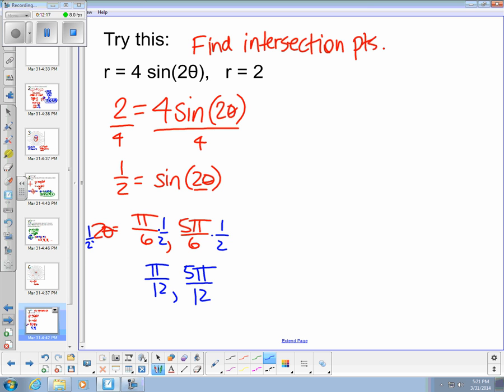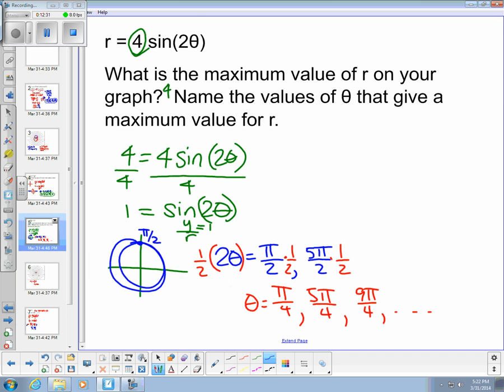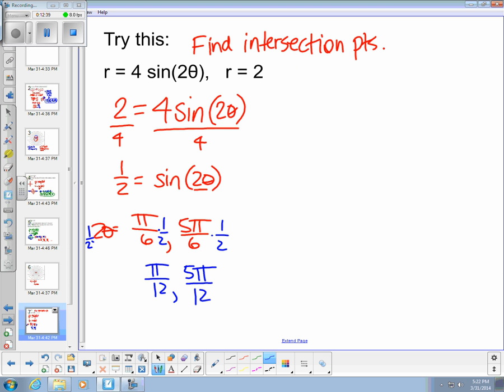So let's put those 2 points on our graph that we just had. So pi over 12 and 5 pi over 12. And I need to go back and figure out what my r value was. So if this is my theta, well, r is 2 at all those points, so I actually don't even have to solve. So I would have the points (2, pi over 12) and (2, 5 pi over 12).